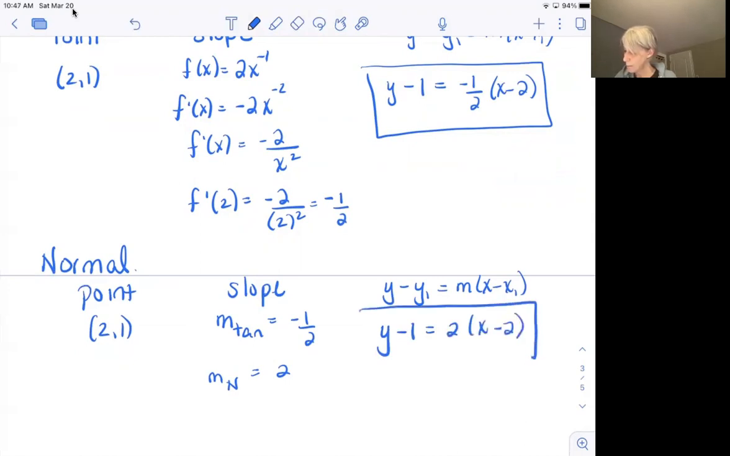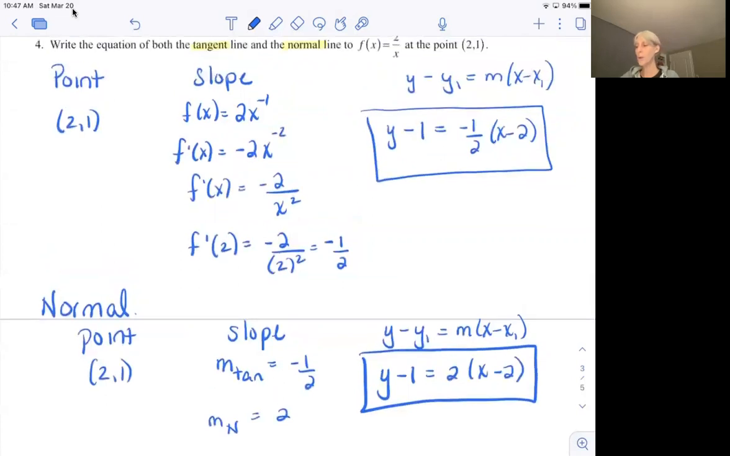And again, I'm leaving both of them in the point-slope form just because the other math is stuff that you should be able to do on your own.